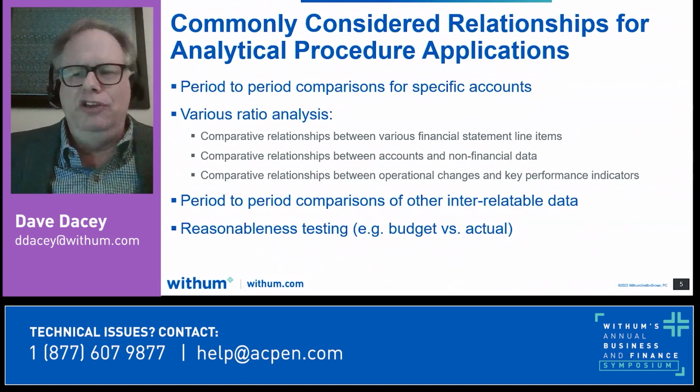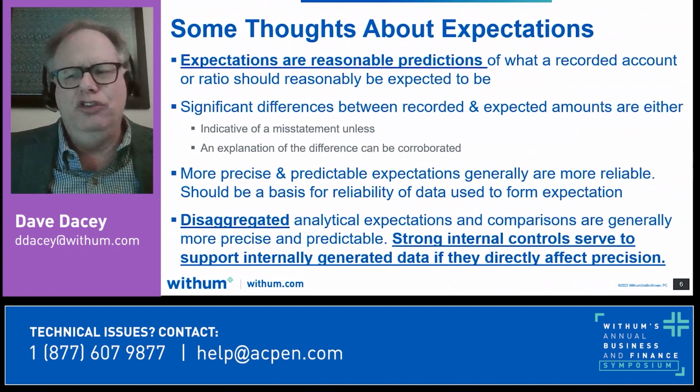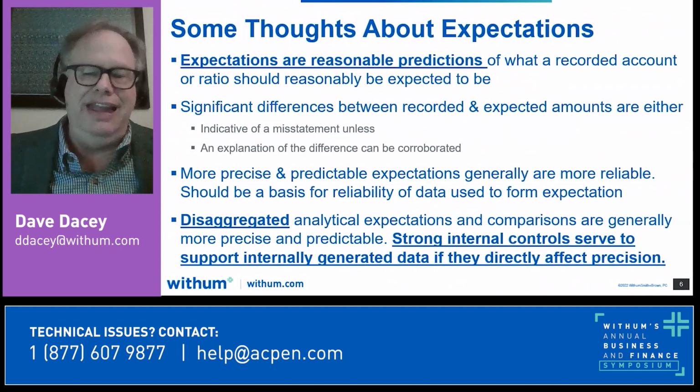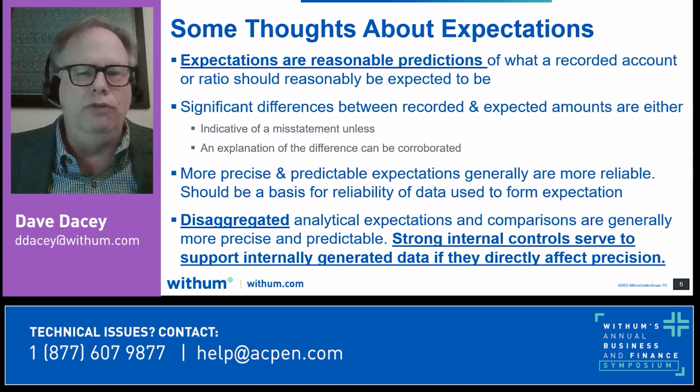If we think about reasonableness testing, think about interest expense as a percentage of average debt. That's a perfect example of a reasonableness test. So let's move on.